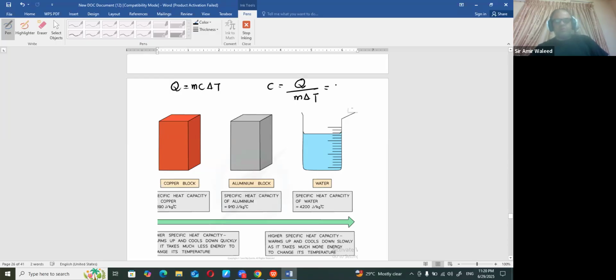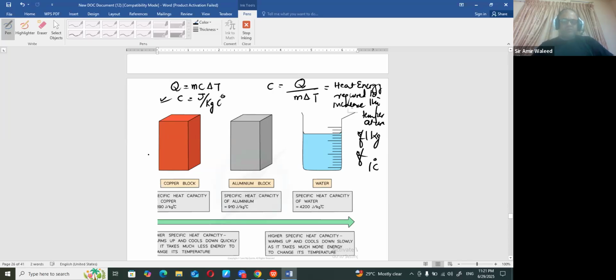Now what exactly is it? It is the amount of heat energy required to increase the temperature of 1 kg of substance, liquid, solid, or gas, through 1 degree Celsius, Fahrenheit, or Kelvin. There is another temperature scale here, Fahrenheit, so I just said it. The unit is joules per kg per degree Celsius. This is the answer. Now, this is what the formula is, and this is what the unit is.